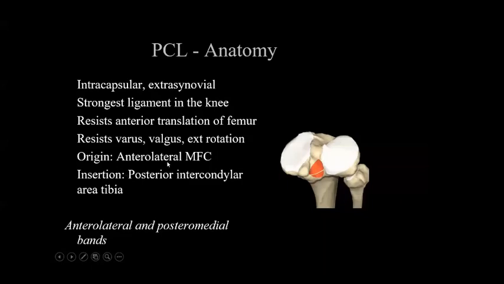It originates from the anterolateral aspect of the medial femoral condyle. Remember that the ACL originates from the lateral femoral condyle, but the PCL originates from the medial femoral condyle. The insertion is the posterior aspect of the intercondylar region of the tibia. Now, the PCL also contains two bundles, anterolateral and posteromedial. This is completely the opposite of the ACL. Remember, with the ACL, we said anteromedial, posterolateral, but with the PCL it is anterolateral, posteromedial. So the bundles have completely different terminology.